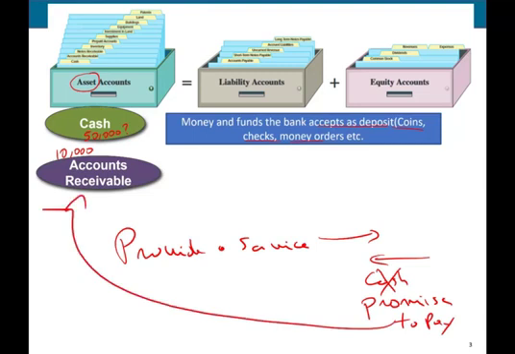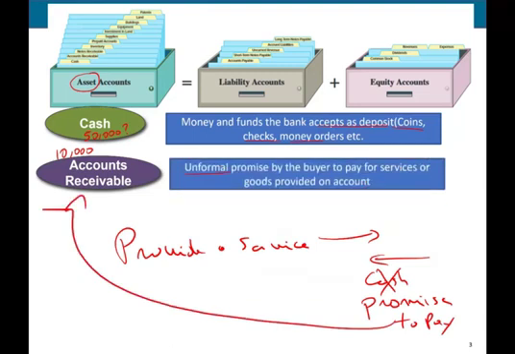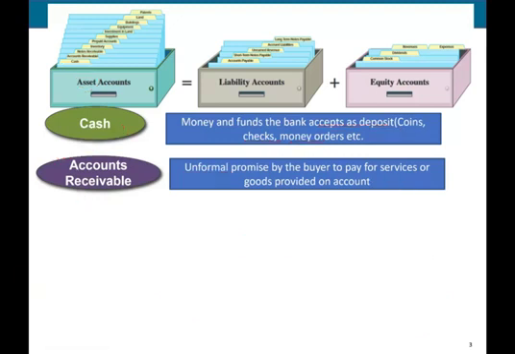It's an asset. It's an informal promise by the buyer to pay for services or goods provided on account, or sometimes we say provided on credit. So we gave it to them on credit. It means we're going to give them some time to pay. This is what an account receivable is. Okay? A promise to pay. And eventually they will pay us.